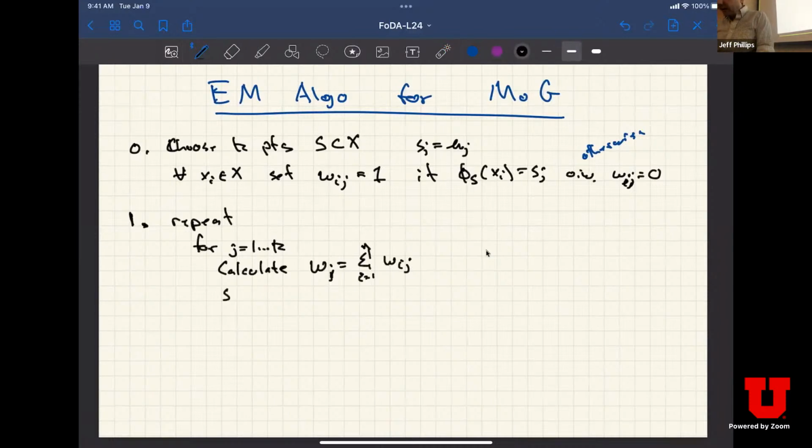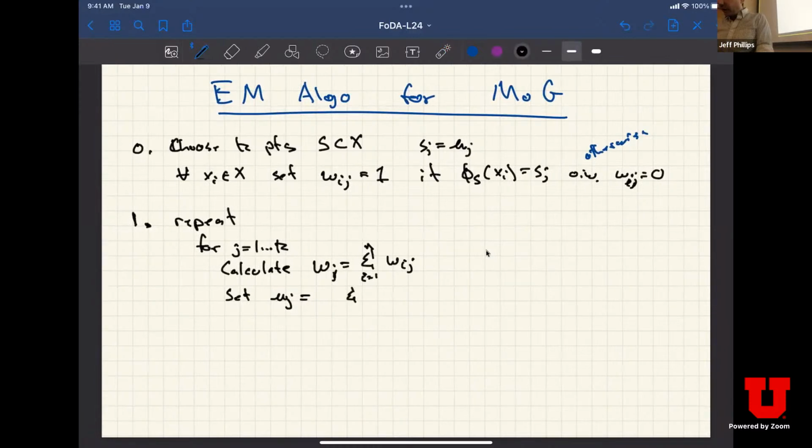Then I can set mu j, the best center of the cluster. Now this needs to take into account the weight, so I need to do a weighted average. I'm going to sum the weight times xi over all xi in X, divided by, now not the number, but the total weight, because each xi could be partially assigned. So it's like an average, but it takes the weights into account. If a point has 0.5 in this cluster, it counts as half a point in the average. If it's 1 in the cluster, it counts fully, and if it's 0, it doesn't count. So this is just a weighted average for mu j.